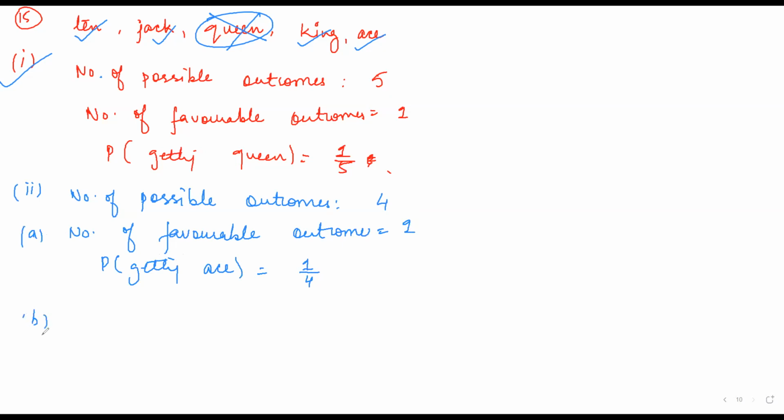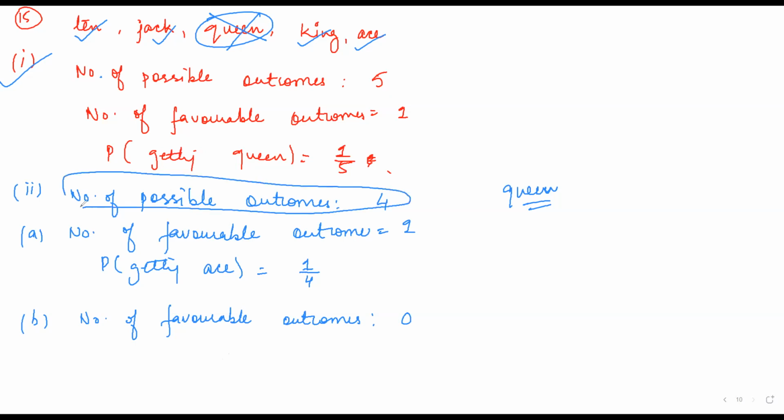A part. B part is getting a queen. Now, how many number of favorable outcomes, Sarah? Zero. There's no queen now, right? Right, Harsha? Hamna? Yes, ma'am. Okay. Number of possible outcomes are four, and out of these four, there's no queen. So my favorable is zero. So the probability of getting queen is actually 0/4. That is zero.